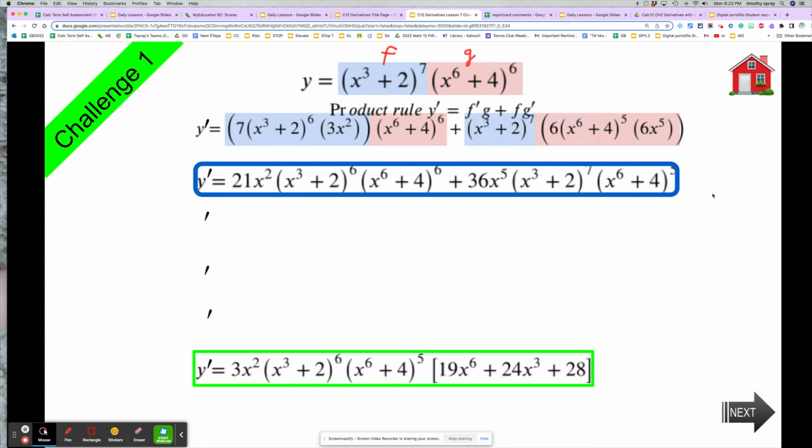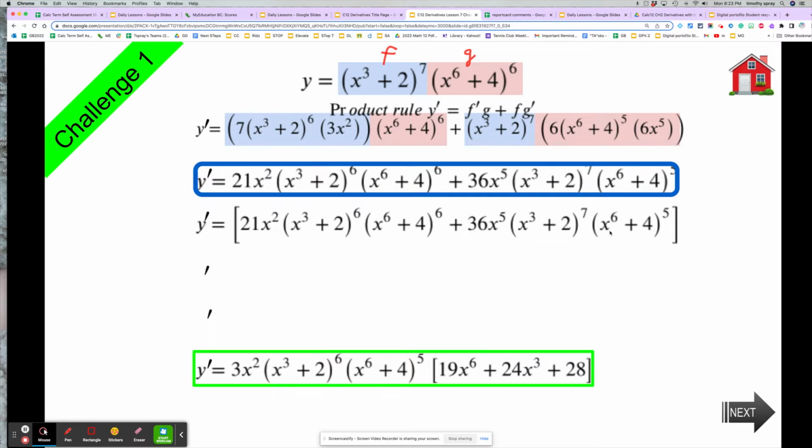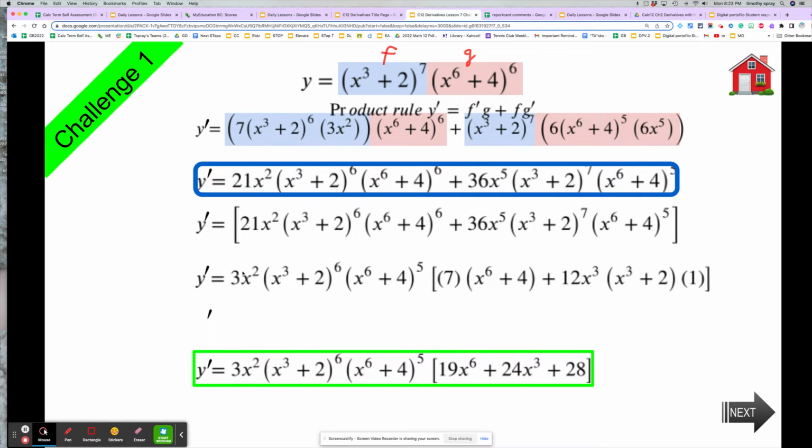So now in this phase, what we're going to do is see what can come out of that term and that term. I guess I just put brackets there. Now I'm going to take out a 3, because a 3 will come out of the 21 and the 36, leaving me with 7 and 12. I'm going to take out an x squared out of each of those terms, which would leave me with nothing there. And x to the power 5 divided by x squared is going to be x cubed.